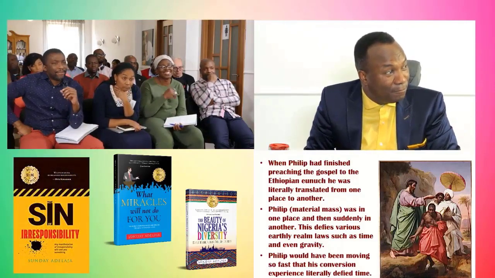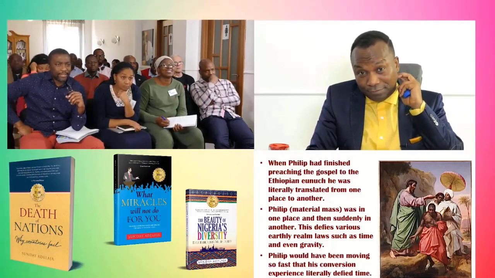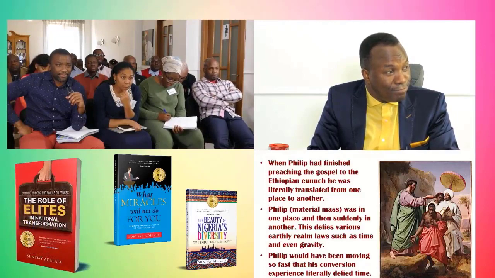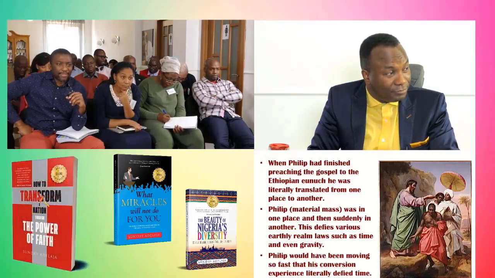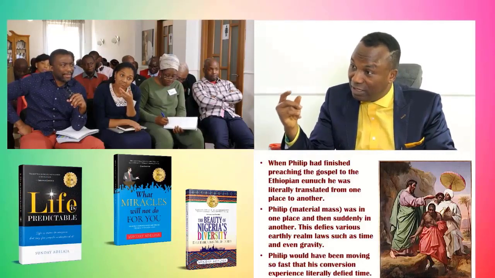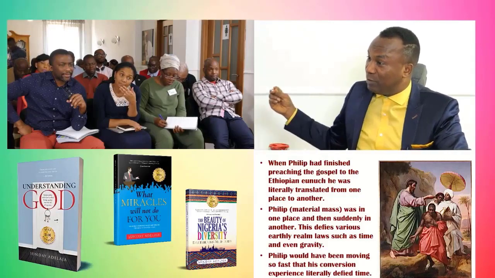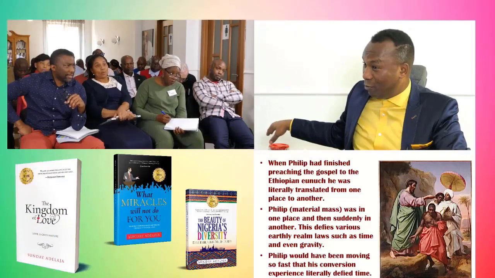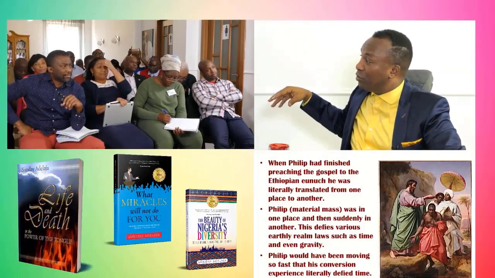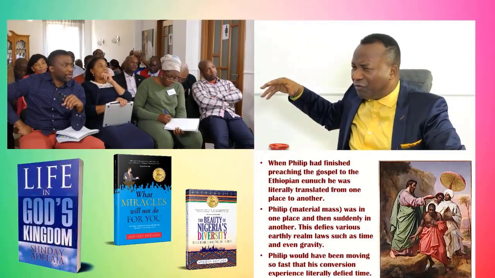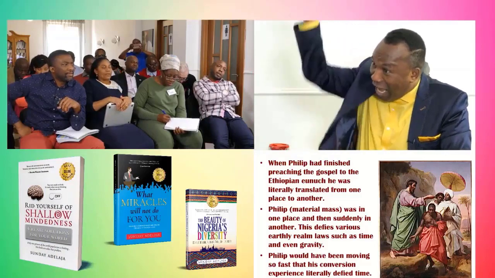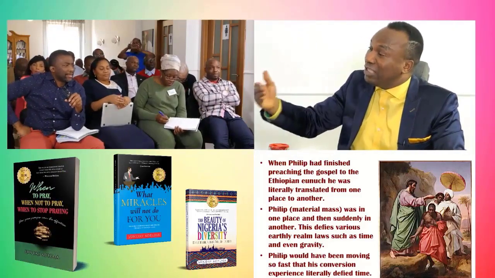So read that again. Philip, the material mass, was in one place and then suddenly in another. This defies various earthly realm laws, such as time and even gravity. Philip would have been moving so fast that his conversion experience literally defied time. I'm moving so fast in the spirit because it's the speed. The emphasis there is the spirit, it's the speed. So the speed was higher, just like the speed of the vapor is higher than the speed of the water. The water couldn't go through this wall, but the vapor can because of the speed. Where did the vapor come from? The energy, because we heat it. And when you heat it, it's higher. When you are also relating with God, you are heating up your.